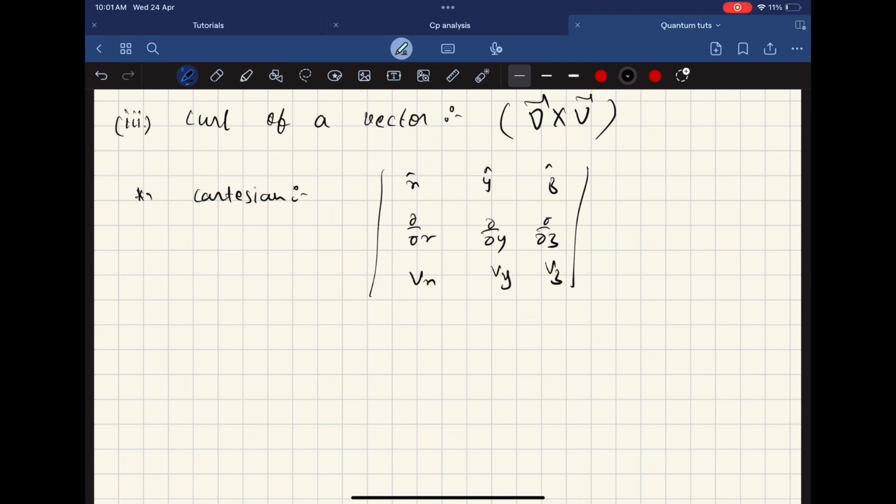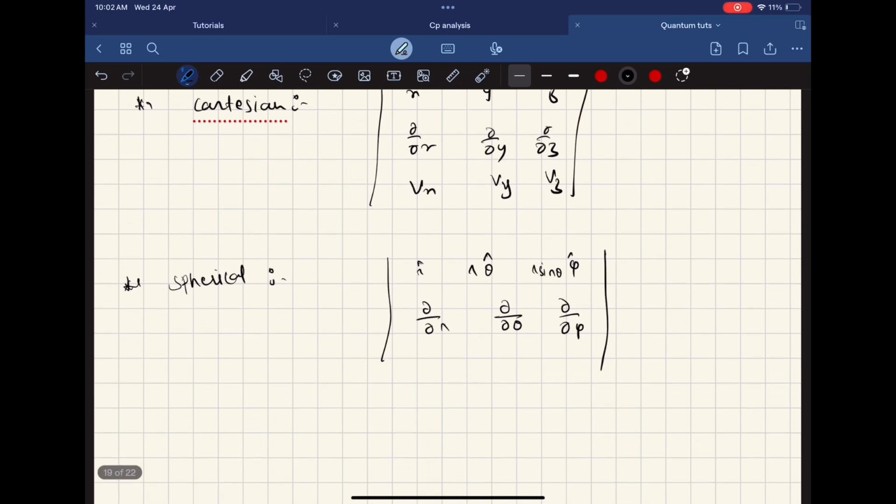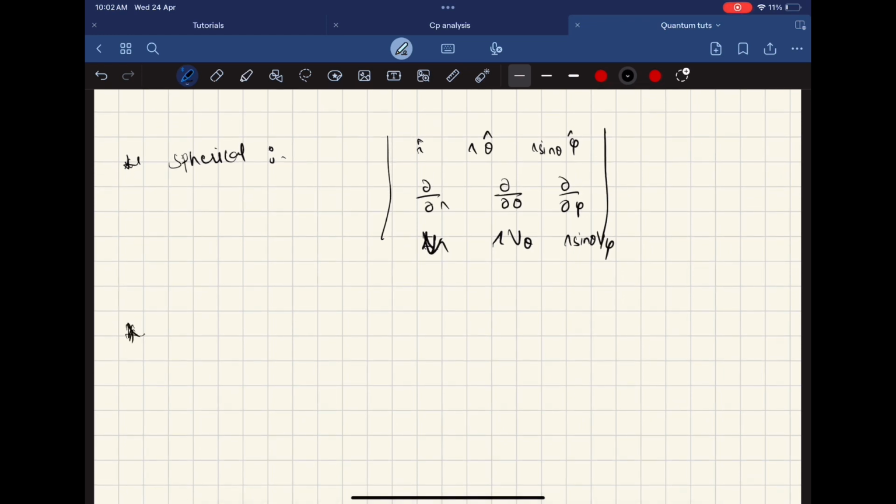Okay, in spherical coordinates, what do we do? In the spherical coordinate system, we write r cap, theta cap, phi cap, and here we multiply r and r sin theta, del by del r, del by del theta and del by del phi. Then we write vr, r times v theta, r sin theta times v phi. Here one more term I have left, that is 1 by r square sin theta.